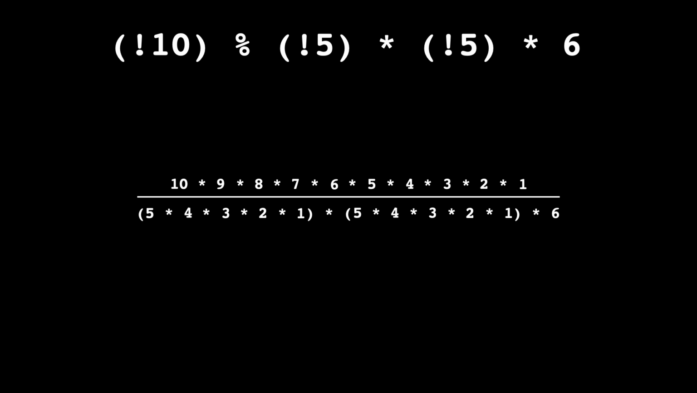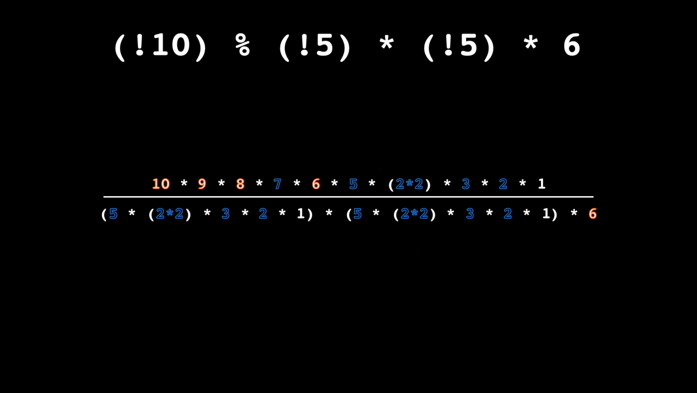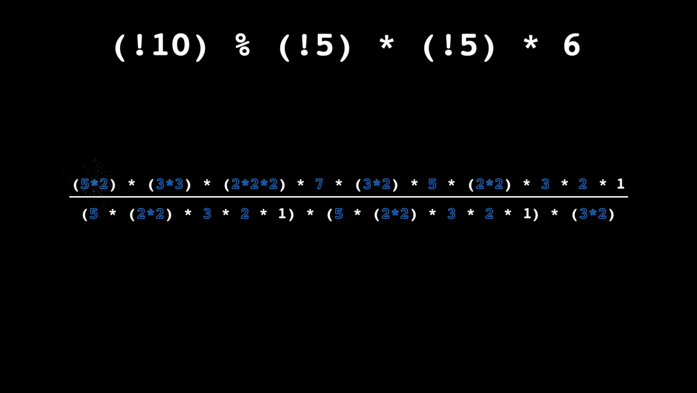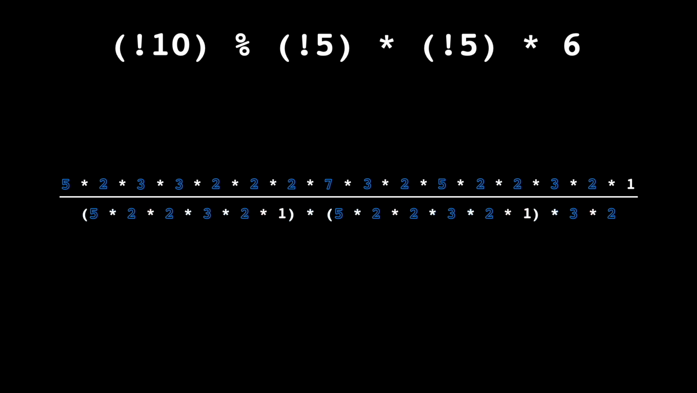The prime factors in factorial 10, namely 2, 3, 5, and 7, remain unchanged. But the composites, 4, 6, 8, 9, and 10, are a different story. 4 becomes 2 times 2, 6 becomes 3 times 2, 8 becomes 2 times 2 times 2, 9 becomes 3 times 3, and 10 becomes 5 times 2. Our original equation becomes this long list of factors.